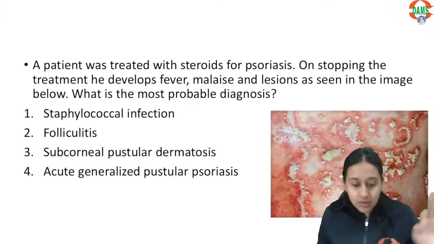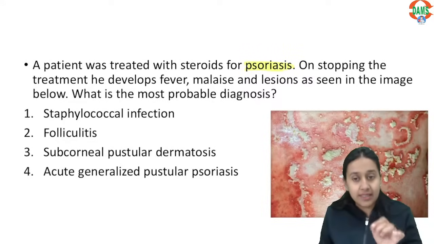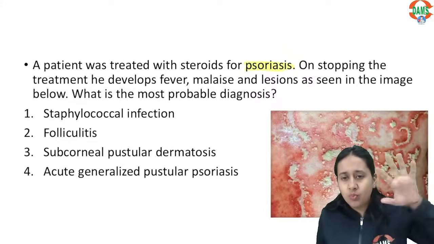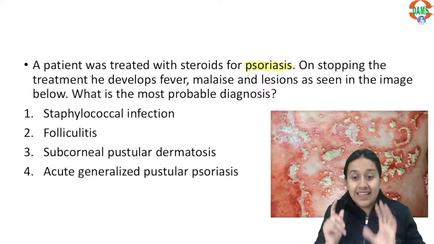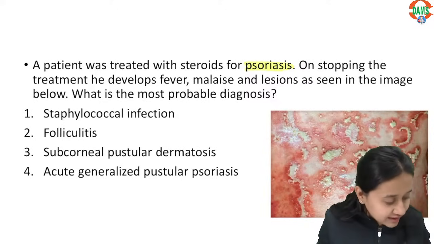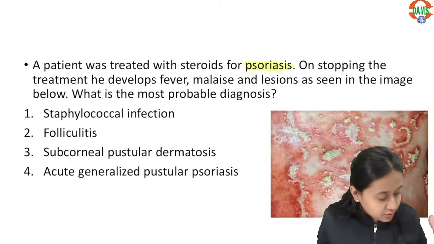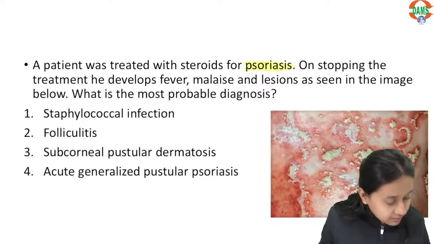So this is a known case of psoriasis. The question itself says that the patient is a case of psoriasis. Can you think what type of psoriasis can present with pustular lesions on the skin? Anybody here can give me the answer? Very nice. Shreyas, Paras, Ashutosh, Arshad, Subhash, and many more students.